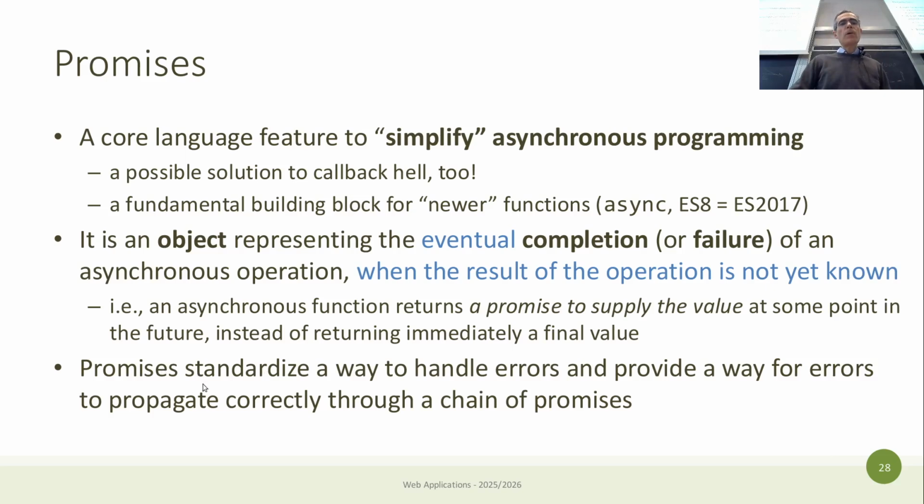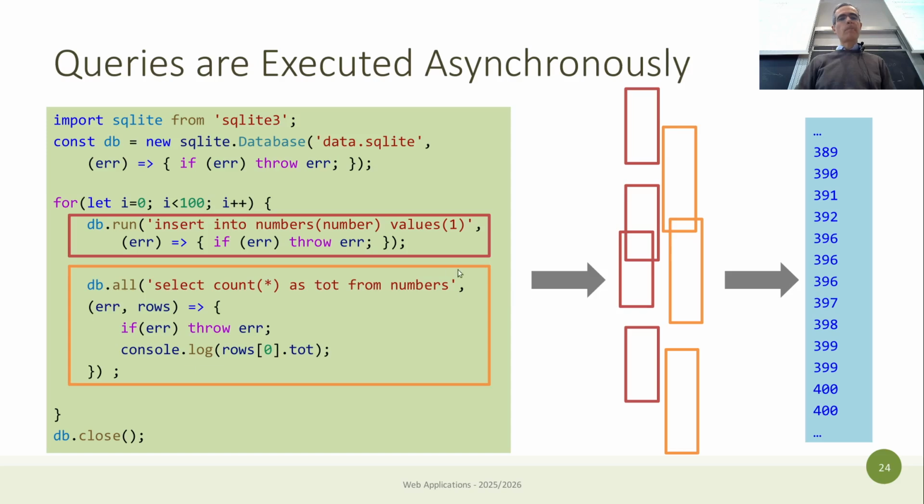So basically promises also standardize a way to handle errors, because the result can also be an error. You remember that with asynchronous functions, we had this way of handling errors. We say the first parameter is dedicated to errors, and the second one is dedicated to the result of the operation. Okay? And that was just a convention.